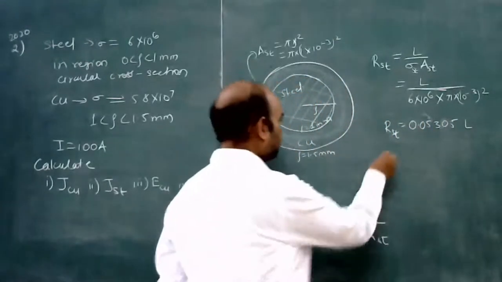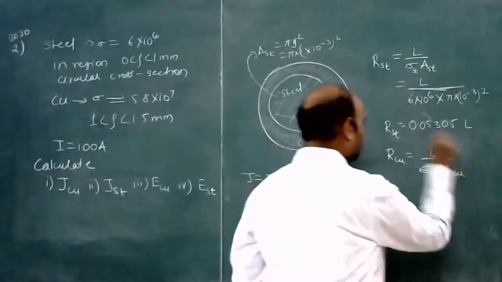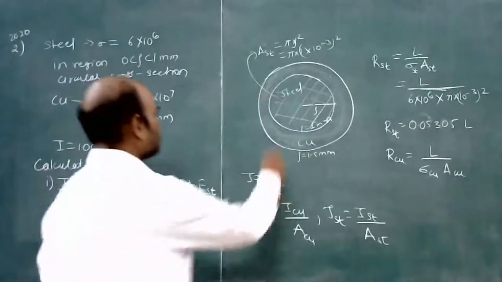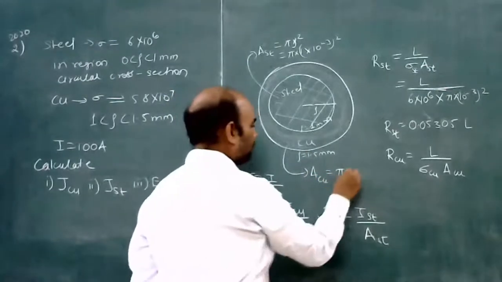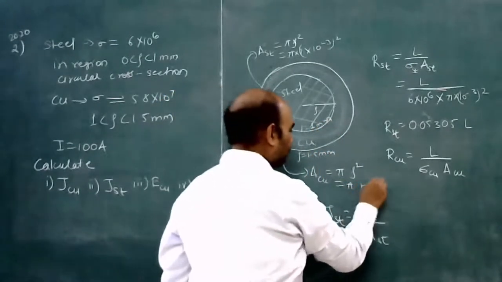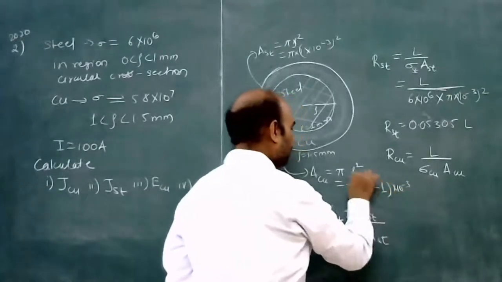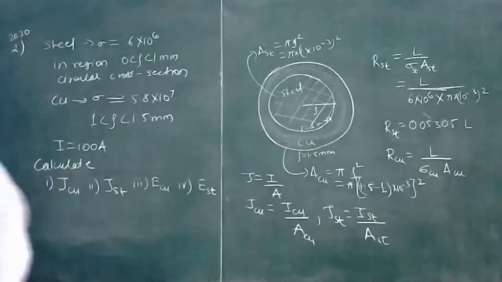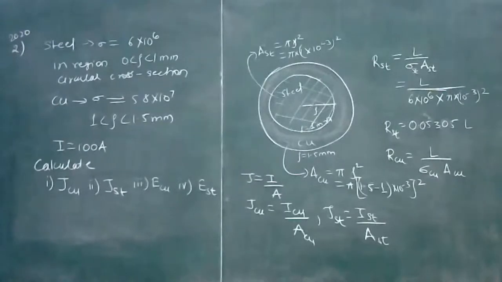Similarly, we can find the resistance of the copper conductor. This will be equal to L upon sigma copper into area of the copper conductor. So the area of the copper will be equal to pi into rho square, where rho is between 1 mm and 1.5 mm. So this will be pi into (1.5 minus 1) into 10 to the power minus 3, whole square. So this is equal to 0.39.